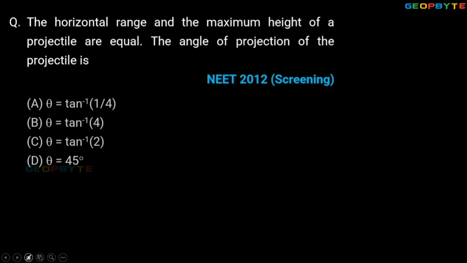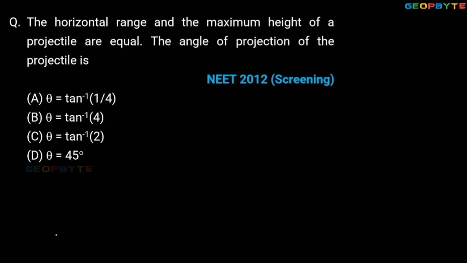Okay. Look at the screen. It is asking like this. The horizontal range and the maximum height of a projectile are equal. It is given that the horizontal range and maximum height of a projectile motion are equal. What is the angle of projection of the projectile?